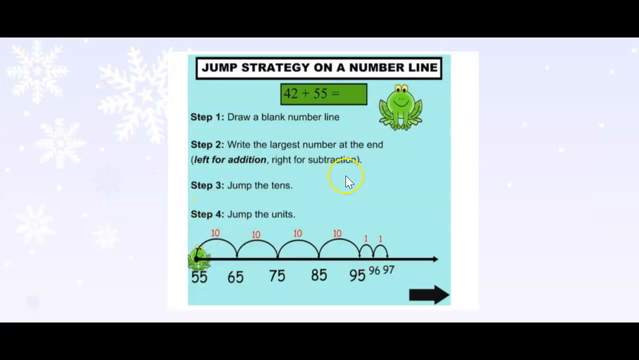We also know that we can use a number line to add. We can start from the largest number in an addition problem and jump the amount of tens, ones, even hundreds that the other number is showing us to find our final answer.